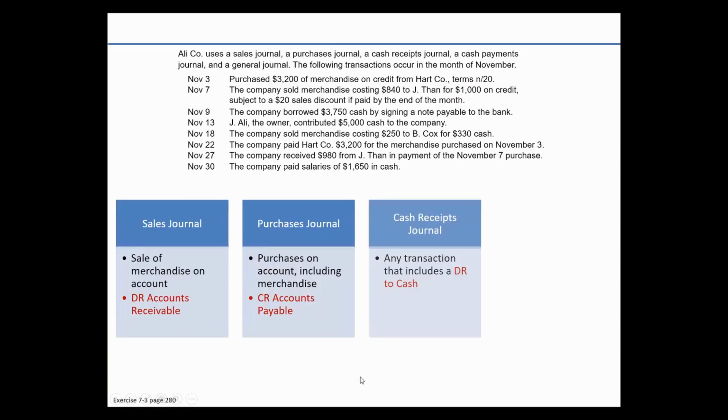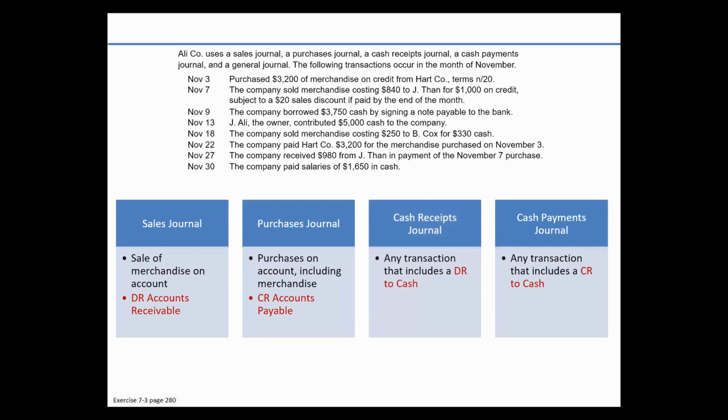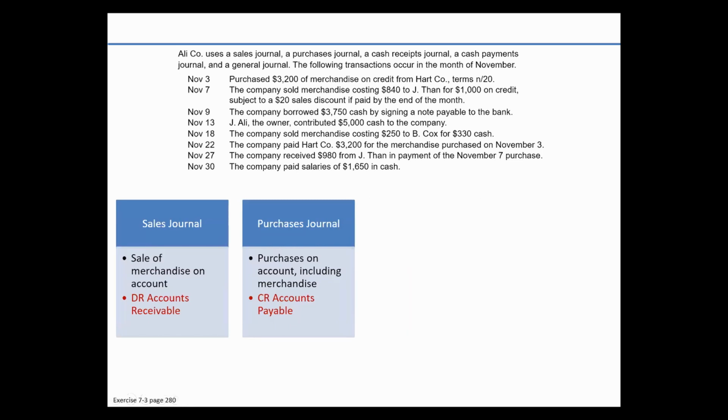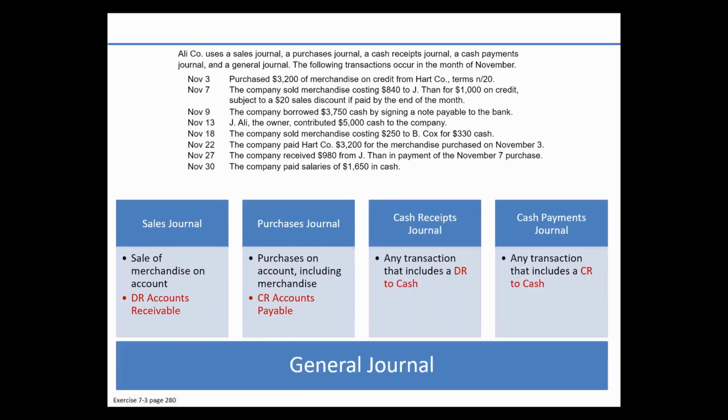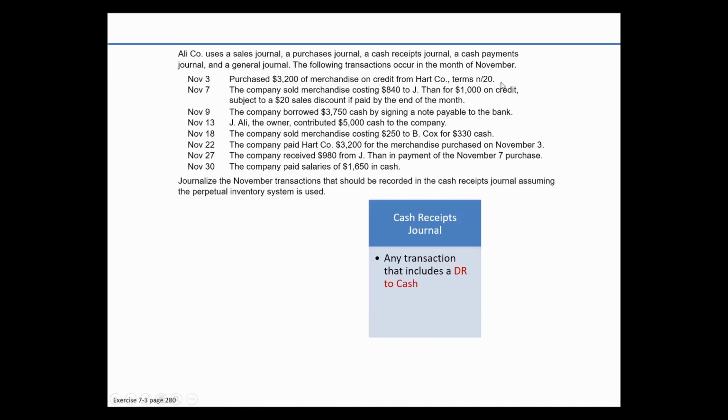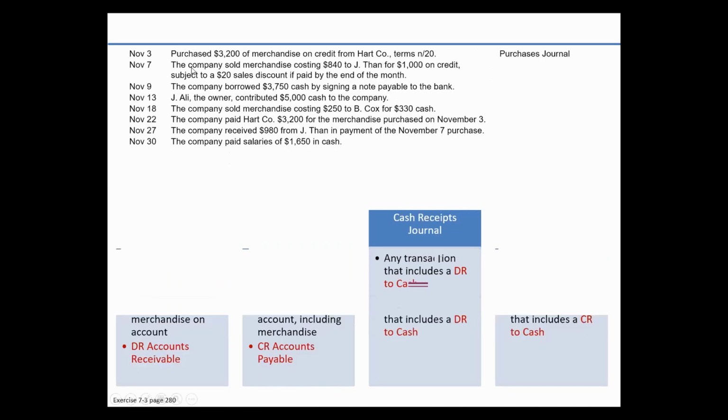This is actually a different scenario, but I'm still going to go ahead and go through this with you, so we figure out where things go. Alley Company uses a sales journal, a purchases journal, cash receipts journal, cash payments journal, and a general journal. The following transactions occur in the month of November. On November the 3rd, they purchased $3,200 of merchandise on credit from Hart Company, and they had 20 days to pay. So that would be the purchases journal.